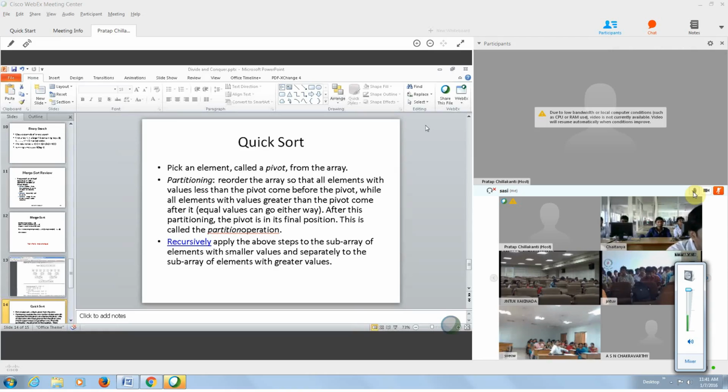Now, what is Quicksort? That is another famous sort, right? Quicksort and merge sort are the two famous sort algorithms. I think I mentioned to you this was given to us by Tony Hoare, very famous man, still working as a professor in one of the English universities.